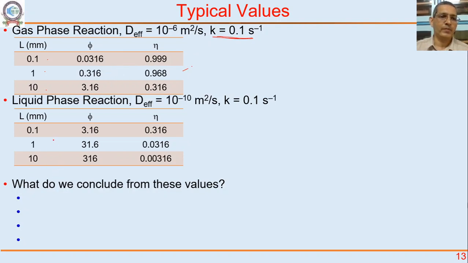Same way for a liquid phase reaction. 10 raised to minus 10 meter square effective diffusivity. k is 0.1 second inverse. L is 0.1 millimeter, 1 millimeter, 10 millimeter. Calculate phi, calculate eta. Do this for yourself.